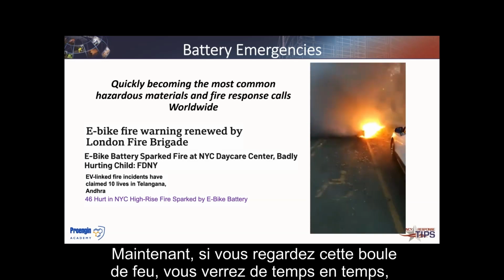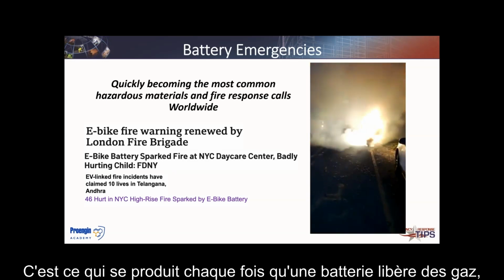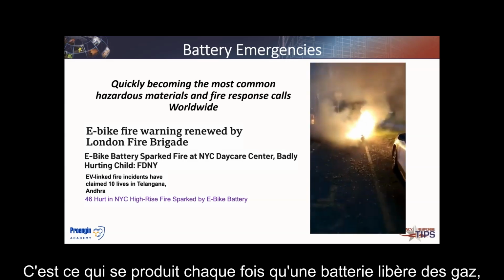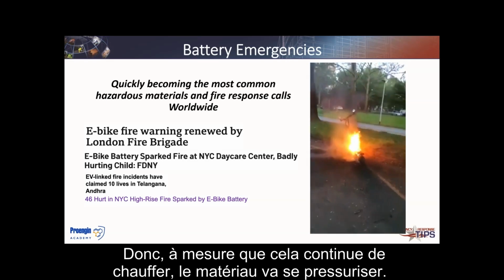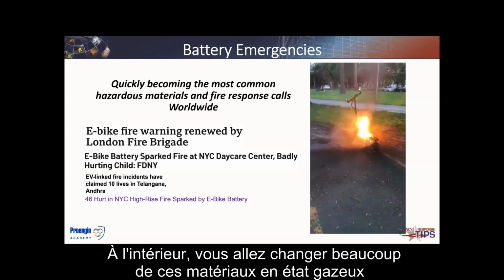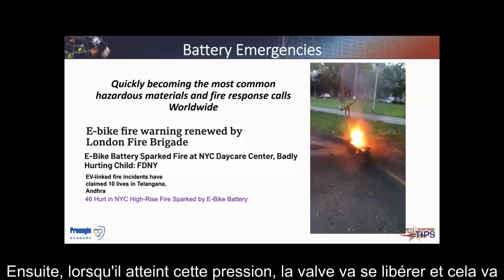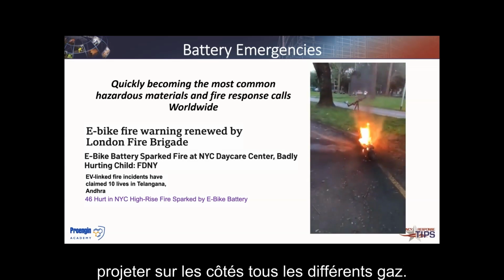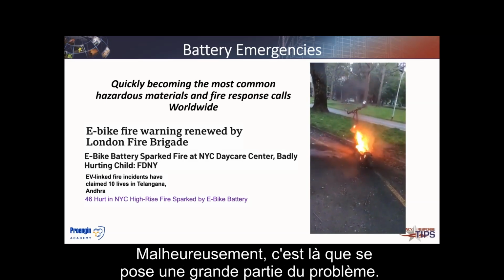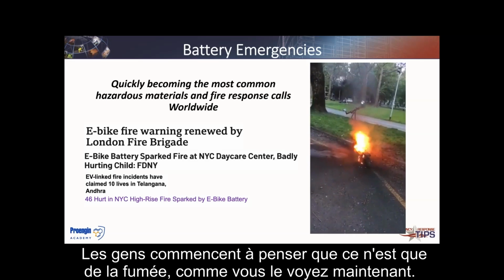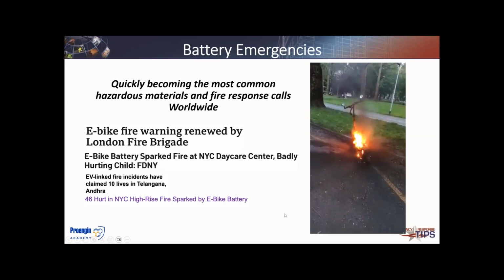Now, if you start looking at this fireball, you'll see every now and then the jet fires coming out the sides. That's what's happening every time a battery releases the gases that are pressurized inside. So as it continues to heat up, you're going to pressurize the material inside. You're going to change a lot of these to the gas state from the temperature. And then as it reaches that pressure, it's going to release the valve and it's going to shoot out the side all of the different gases. Unfortunately, this is where a lot of the problem comes in. People start thinking that it's just smoke, which you see now. But reality is, in many cases, it's the gases that are very toxic that are coming in.